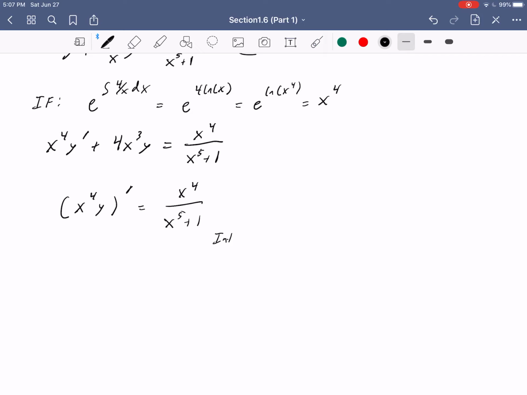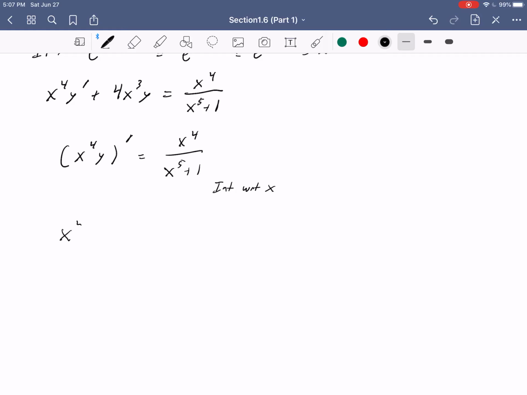So integrate with respect to x. That means on the left-hand side, we get x to the fourth y. The right-hand side is the integral of x to the fourth over x to the fifth plus 1 dx. How do we integrate this right-hand side?